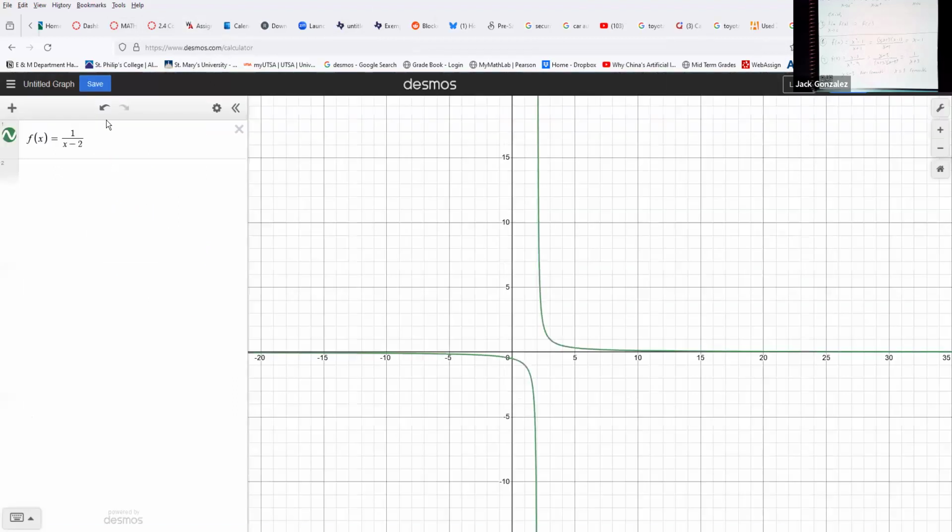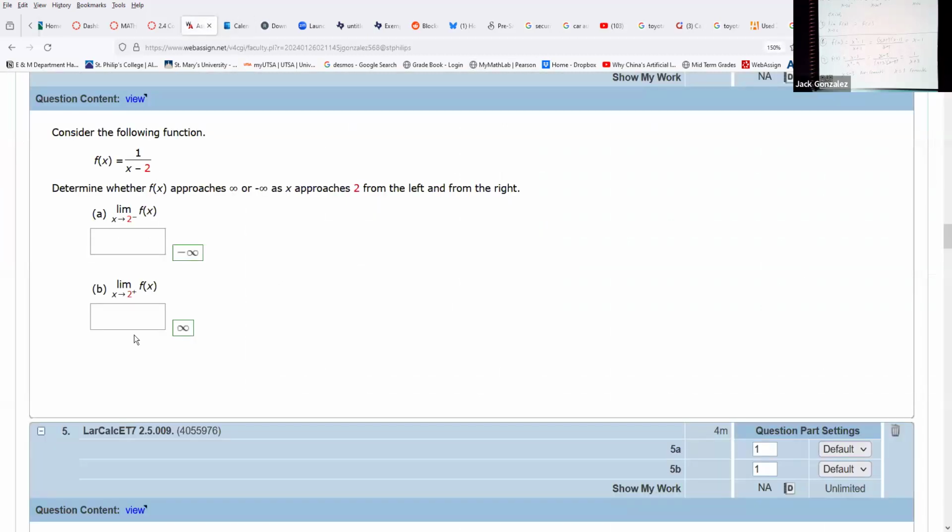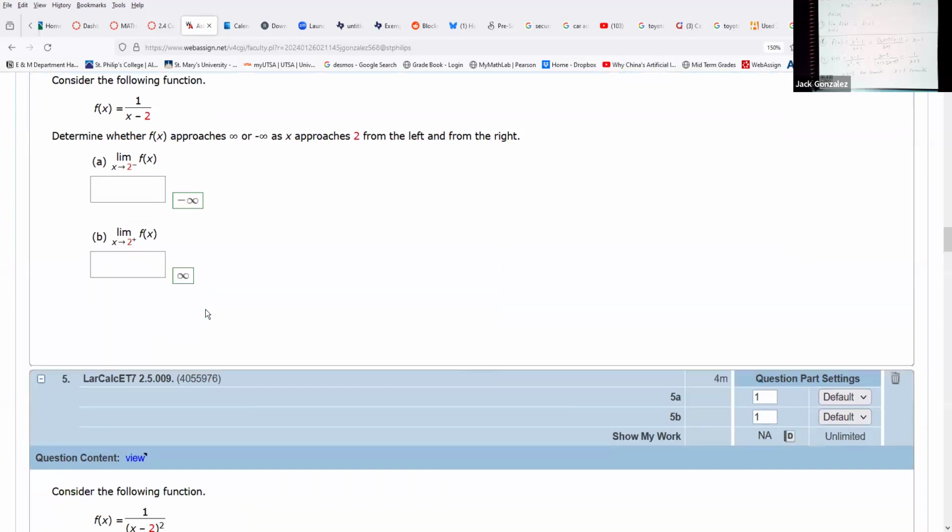X = -2. As we approach on the left-hand side, the negative side, it shoots downward, so negative infinity. From the right, positive infinity. So left, negative; right, positive. No big deal, right?